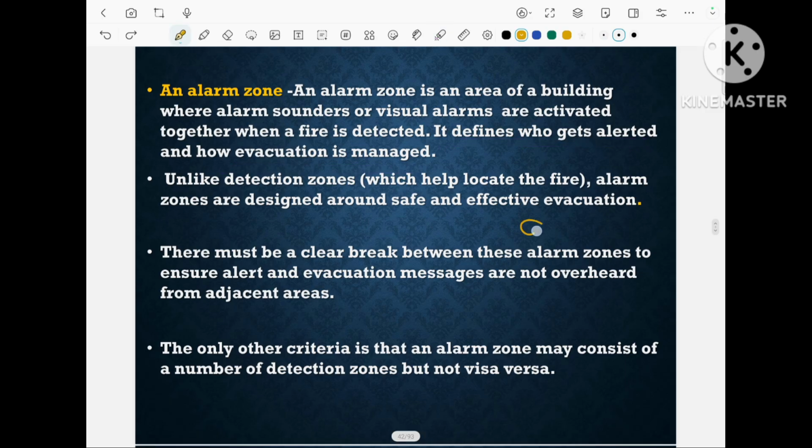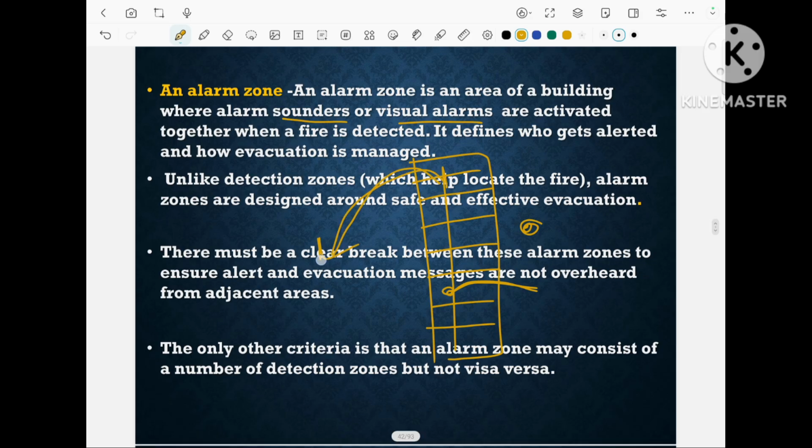Suppose when a fire has been detected in a building, the sounders and the visual alarms will alert the occupants to leave the building as there is a fire. But suppose there is a 30-floor building, and a fire happens in some area on the 5th floor and the alarm activates. What do you expect? All the 30-floor occupants should leave? No. If all the 30-floor occupants leave together through the staircase, there will be a rush, and due to this rush, the people will not escape from the building efficiently.